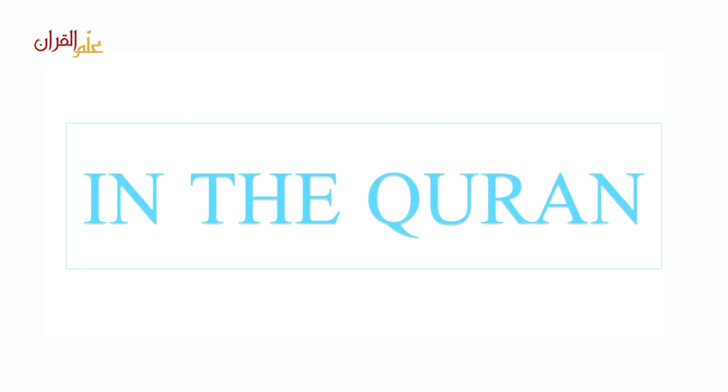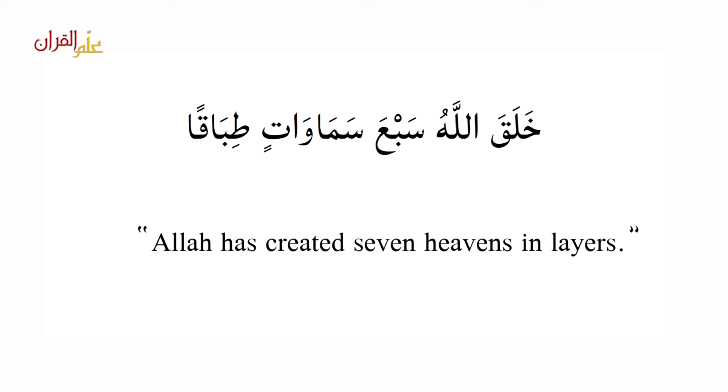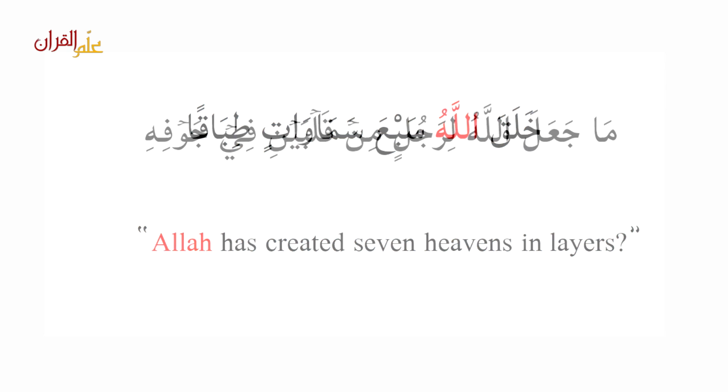So let's see in the Quran. خلق الله سبع سماوات طباقا. Allah subhanahu wa ta'ala has created 7 heavens in layers. So khalaqa is the fi'l. Allahu is the fa'il. The word Allah has dhamma that indicates that this is the fa'il. This Allah is doing the action of khalaqa. Khalaqallahu sab'a samawatin thibaqa, Allah has created 7 heavens in layers.